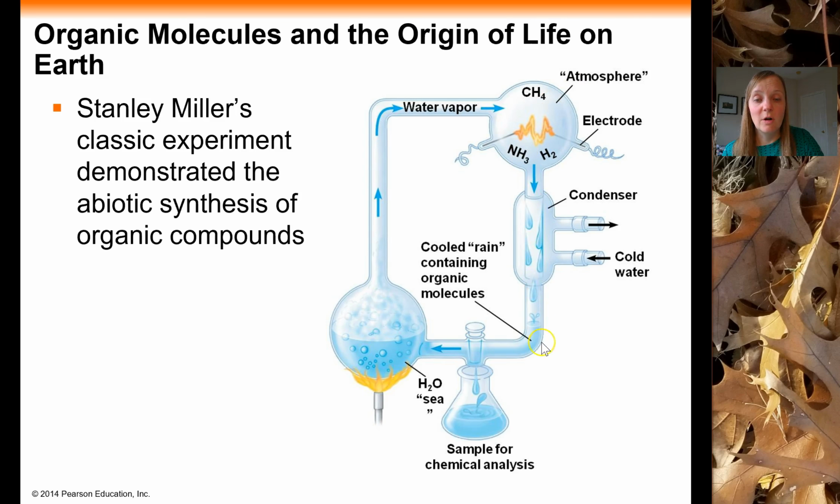condensed, it would fall back through and be sent back to the ocean, but not before he would collect a sample for analysis to see what kinds of molecules were produced in the atmosphere after those chemical reactions, and were dragged down by the water as it condensed. And what he found was that he could actually produce in an abiotic system in his atmosphere some amino acids that are important for living organisms on the planet.